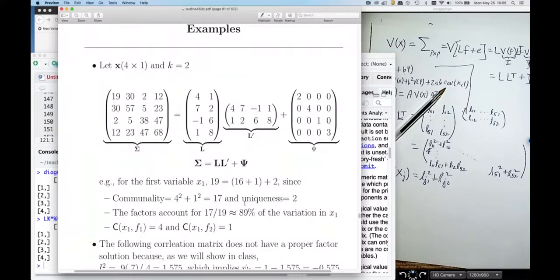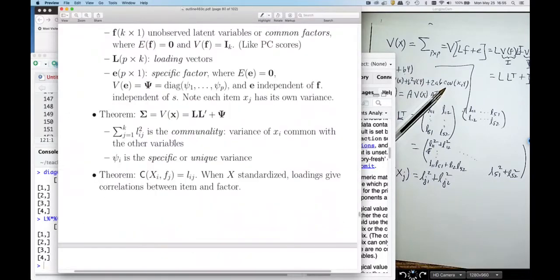Now, we can add these two up. So 16 plus 1 is 17, plus 2 gets me to the original variance of x1, which is 19. And then what we could do is come up with something like an r squared. You might want to ask, what fraction of the variance in this x1 variable is due to these two factors? And so the answer would be, I can explain 17 of the 19, or 89% of the variance in x1, knowing these two factor values.